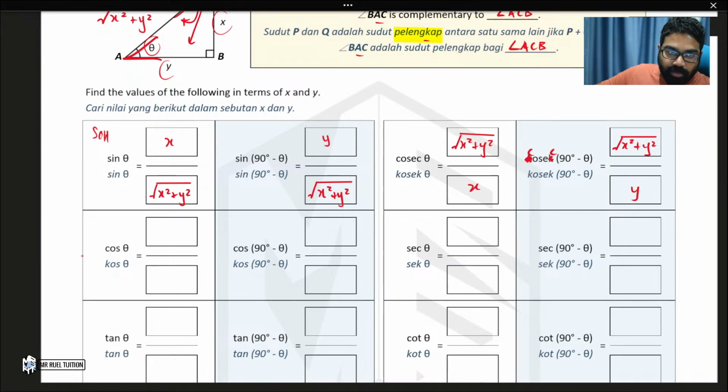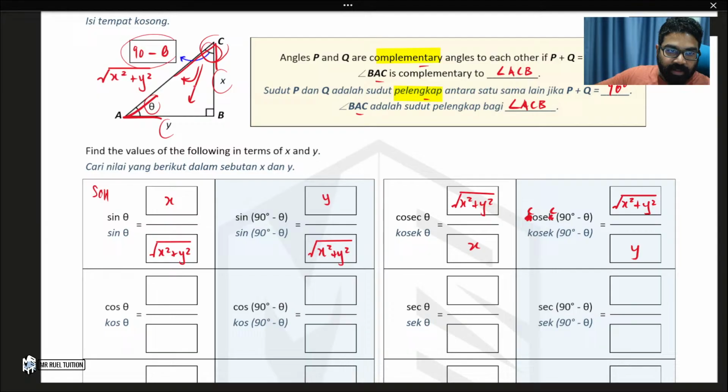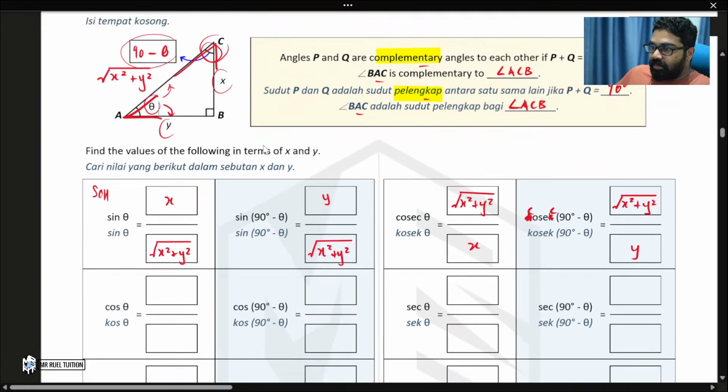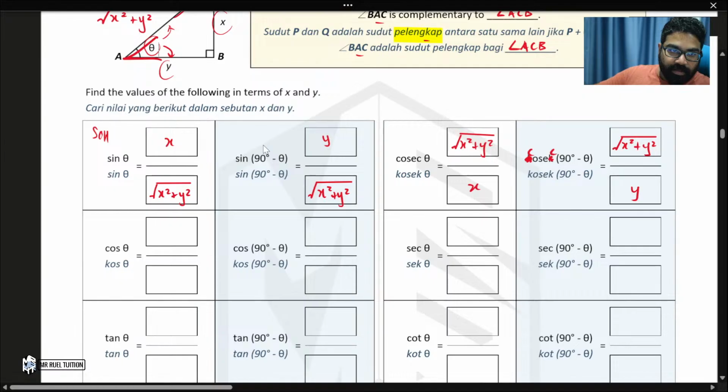Alright? Come, we do cos pula. Cos is adjacent over hypotenuse. So kalau theta, what is the cos of theta? Adjacent will be y. Y over hypotenuse. Okay? Can. Okay. Wait, let me do the cos first. Y over hypotenuse. Okay, which one you want me to explain again? The whole thing, or you understand the sine part? Sine faham tak? Bahagian sine.